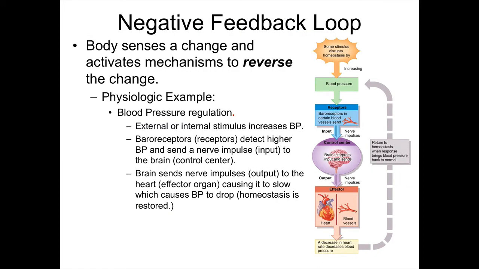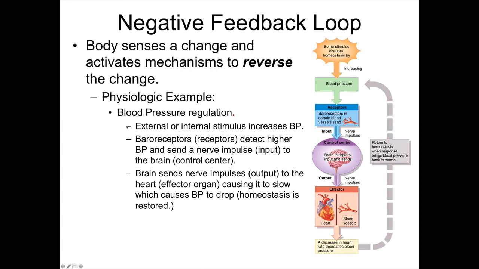So let's look at an example. There are two feedback loops: one is the negative feedback loop and one is a positive feedback loop. The negative feedback loop is when there has been a change, that change is not good, and that change has to be reversed. So reverse is negative. So reversing a change is what the negative feedback loop is.